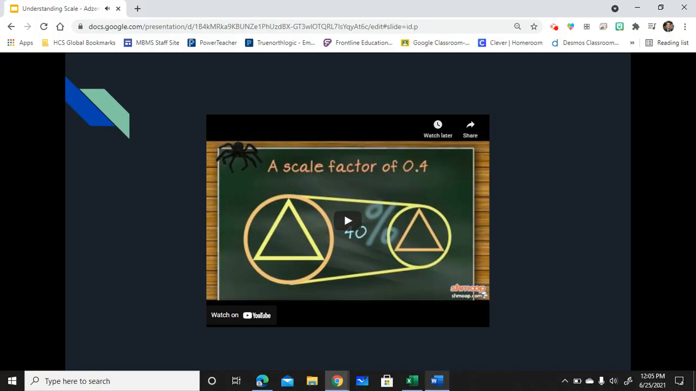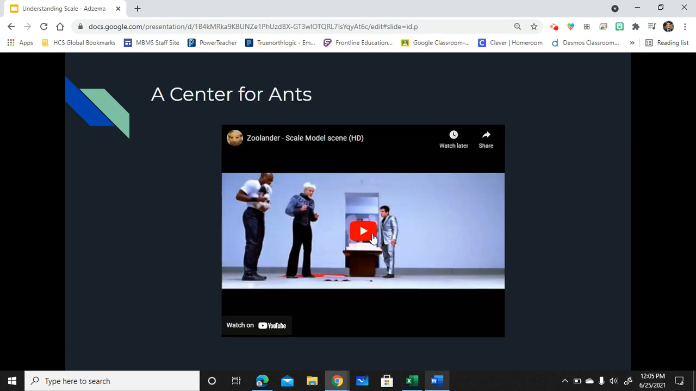Okay, so that video clearly showed scale factor and its representation, and of course it was very hard to buzz in, but it showed if it was less than 1, it reduced. If it was greater than 1, then it increased or enlarged. Here's another video that I'm going to show you on scale factor.